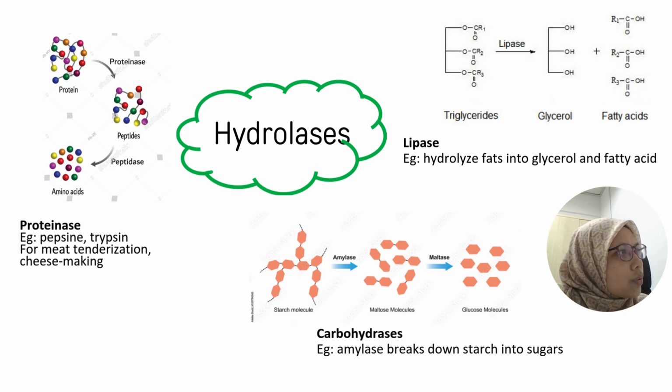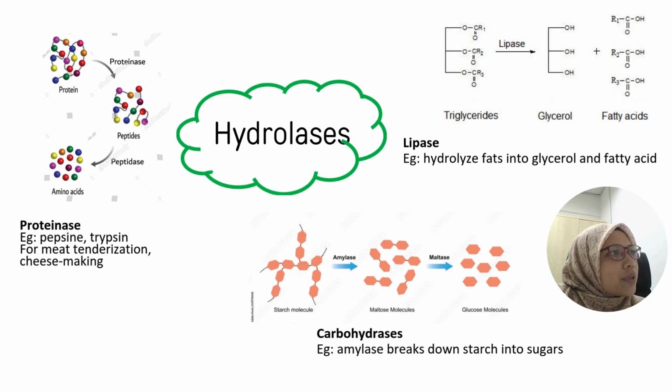And then number two, carbohydrases. So amylase, they break down starch into simple sugar. So daripada starch, dia boleh dapat maltose and then continue by getting glucose using maltase.